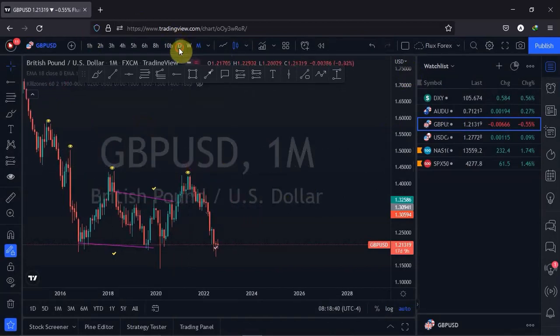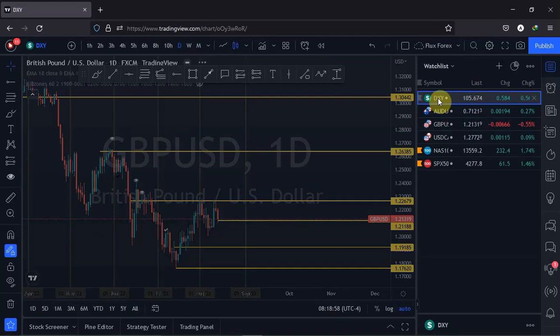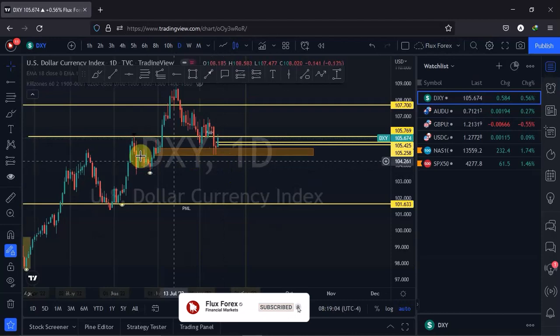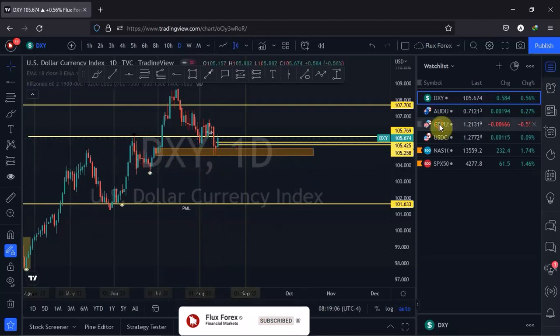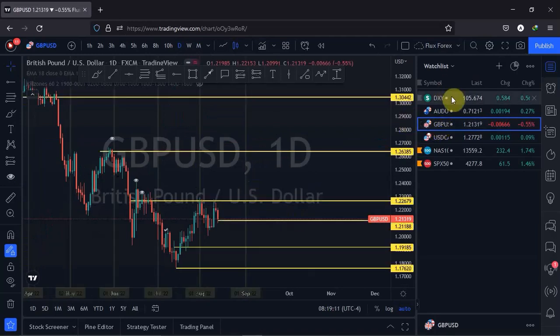So for GU, I wouldn't be surprised if I see price in a consolidation. But if we see the dollar index breaking to the downside, that is violating these lows, then definitely we are going to see GU push to the upside. So use the dollar index as a guideline.